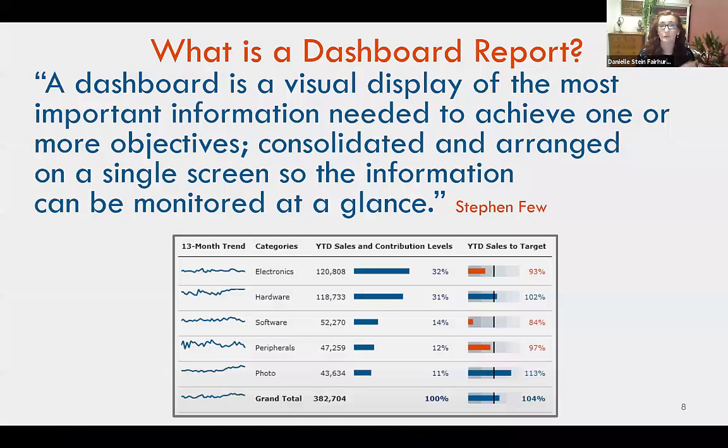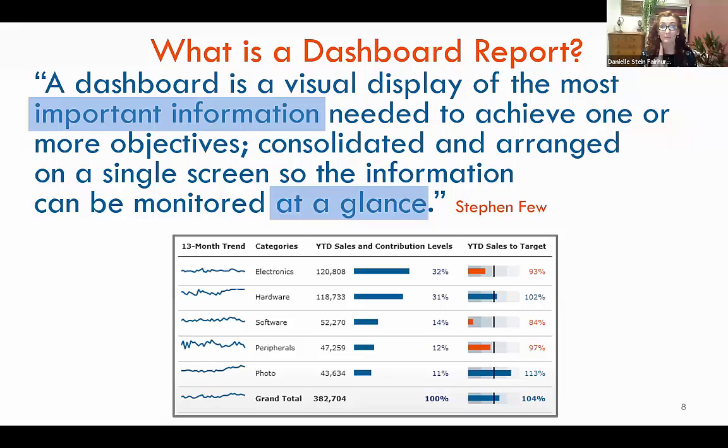So one of the best ways of taking a lot of information, particularly financial information, is using a dashboard report. Stephen Few was often called the father of the modern dashboard, and I've got several books by Stephen Few behind me there. His definition of a dashboard is a visual display of the most important information that is consolidated and arranged on a single screen so the information can be monitored at a glance.